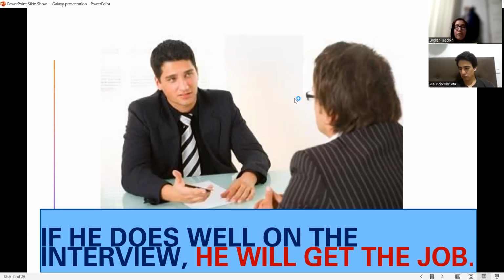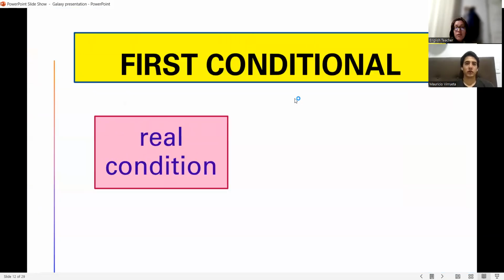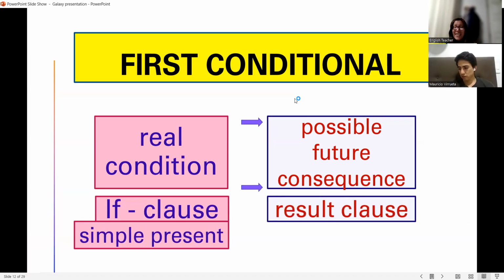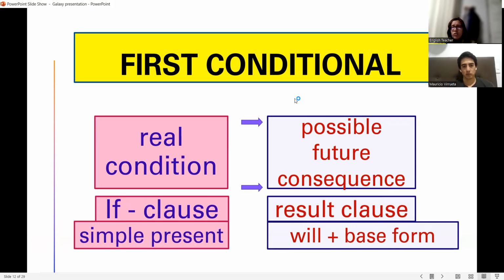In the first conditional, we don't have facts. We don't have habits. On the contrary, we have possibilities. So if he does well on the interview, he will get the job. Okay? This is always with will, it's always with future. You can use going to also. It's possible. Generally, we use will most of the time, but going to is an option because yeah, it's future.